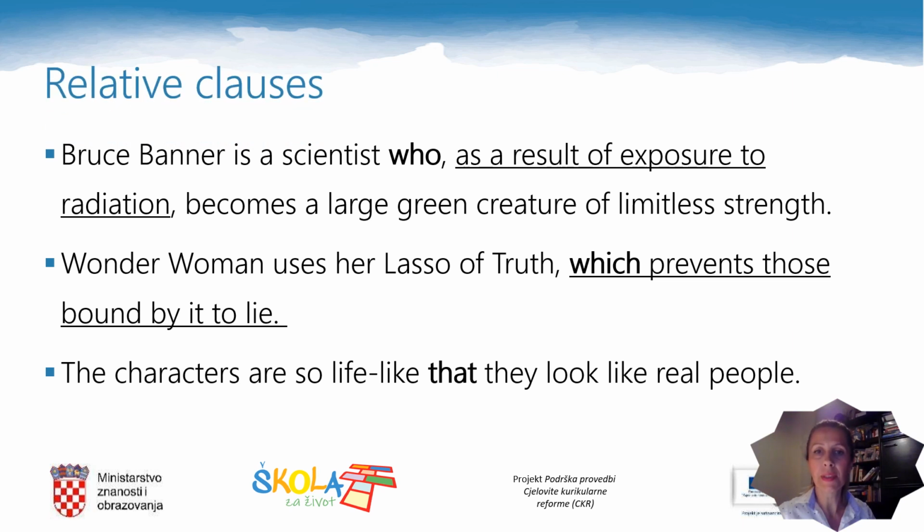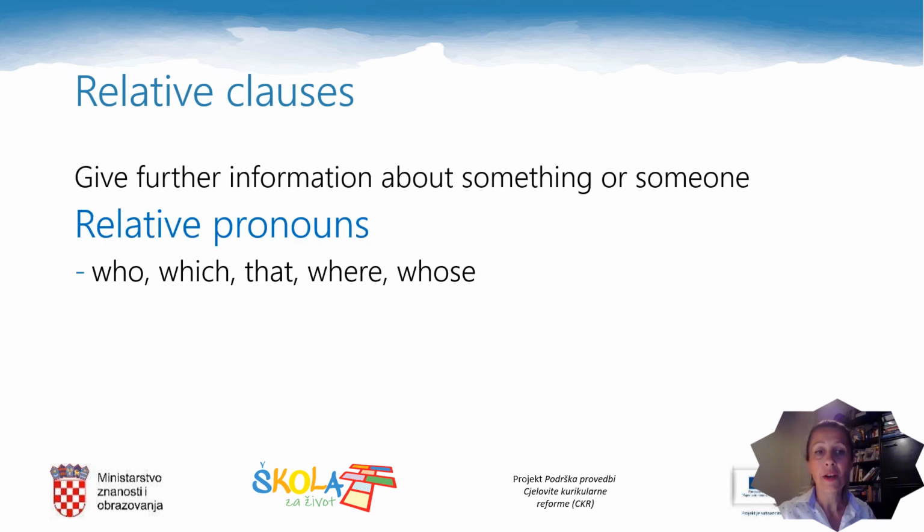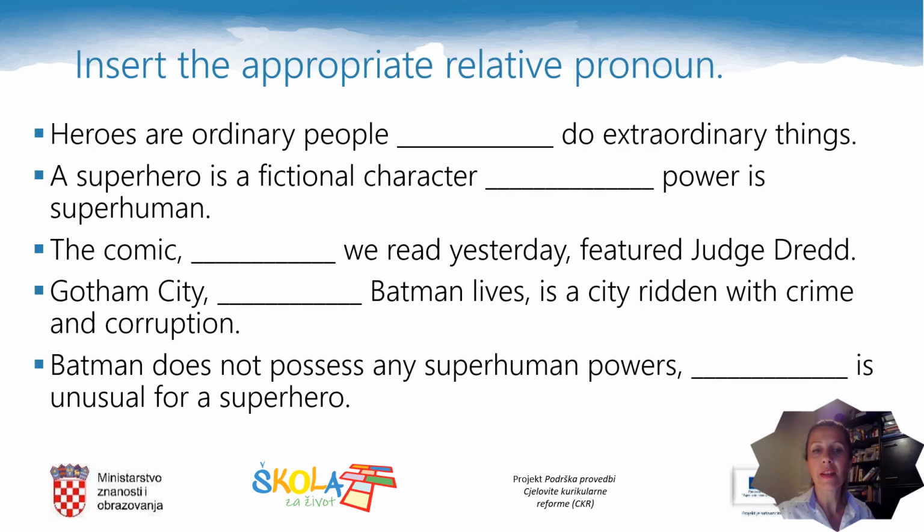These are relative clauses. What are they, and how can we recognize them? Relative clauses give additional information about something or someone. We recognize them by relative pronouns who, which, that, where, and whose. Here is an exercise in which you have to insert the appropriate relative pronoun. You can stop the video, do the exercise, and then we can check it together.